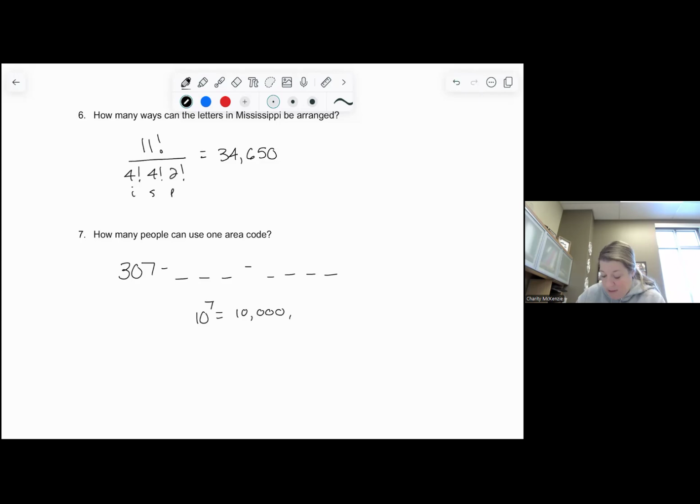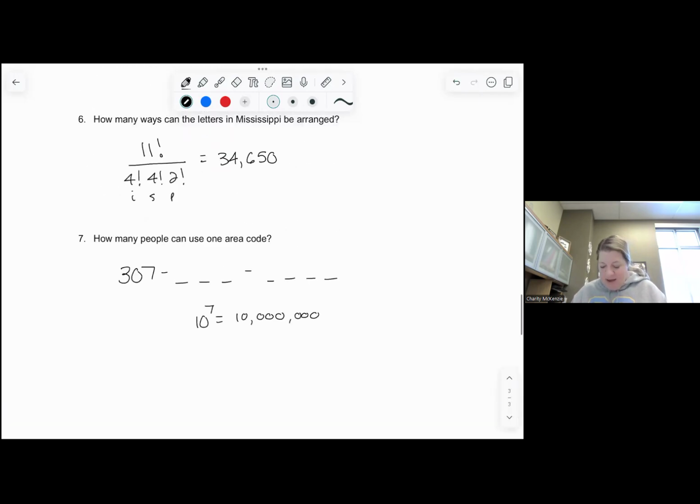Whooshka, booshka. Right? 1, 2, 3, 4, 5, 6, 7. So you need 7 zeros for a 7 power. So yeah, 10 million people in Wyoming before we run out of 307 area code. I don't think we're going to get there, y'all. I'm pretty sure we're safe.